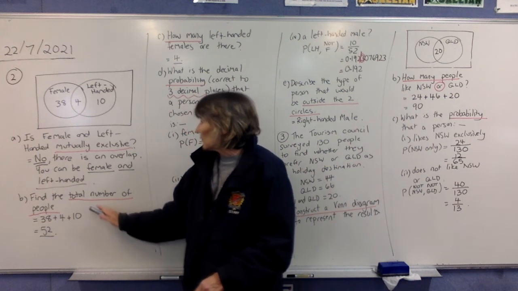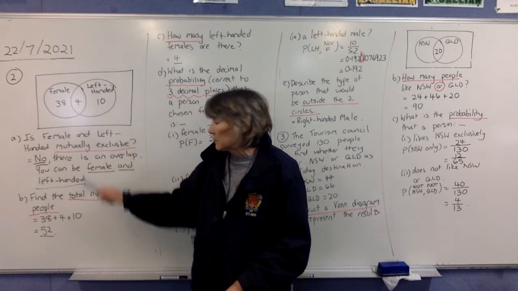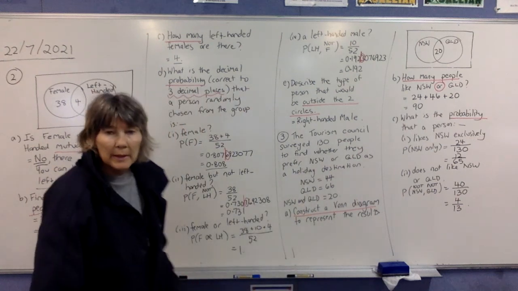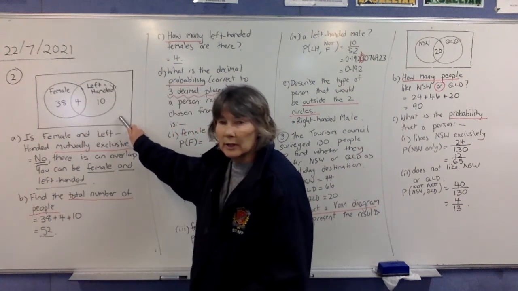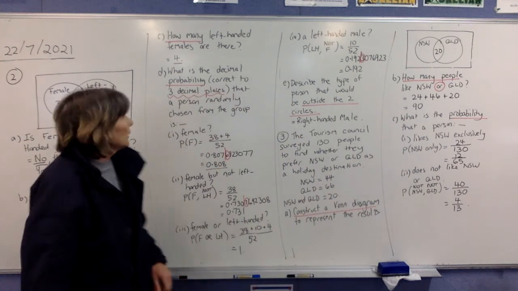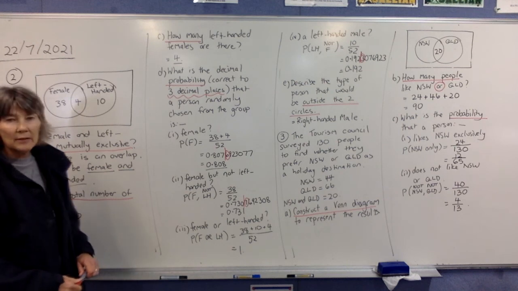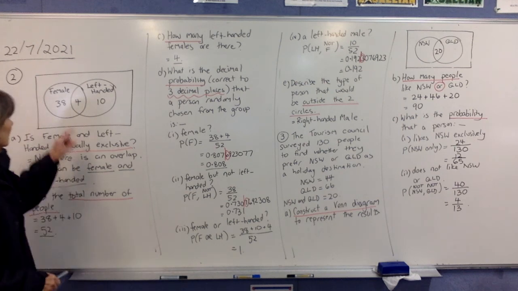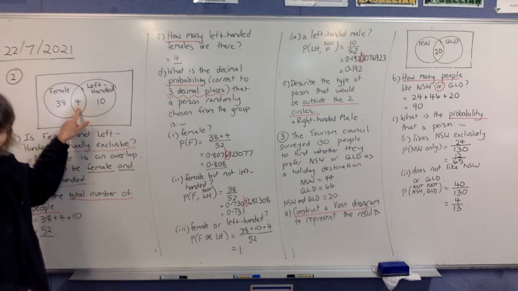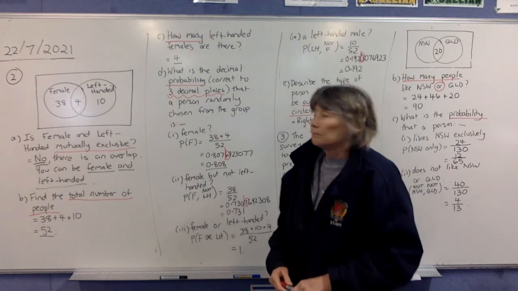Okay, in part B it says find the total number of people. So all you're doing is adding all our numbers up and you get 52. If there were numbers floating around the outside of this, you'd have to add that up too, but there isn't this time. Okay, in the next question it says how many left-handed females are there? Well, there's left-handed, there's female. These are the ones that are left-handed and female. So we have 4 of them.